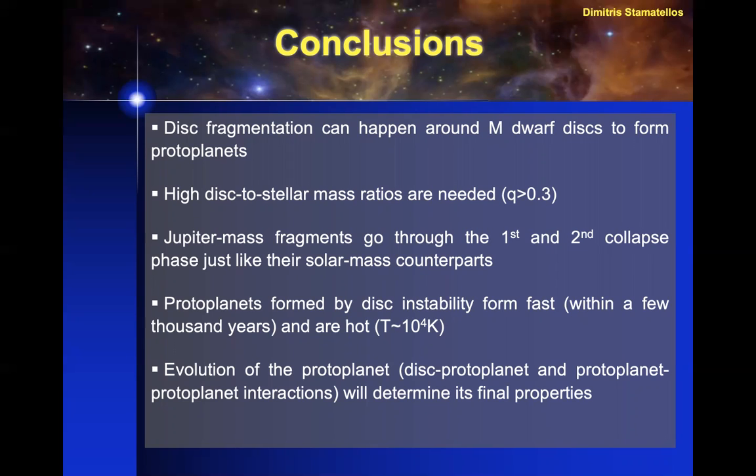These Jupiter mass fragments, these protoplanets that form in the disk, go through the first and second collapse phase just like their solar mass counterparts, and form protoplanets very fast, within a few thousand years, that are very hot. Their centers are about 10,000 K. And finally, in order to determine the final properties of these planets, we need to further follow the evolution and determine the disk-protoplanet and protoplanet-protoplanet interactions.